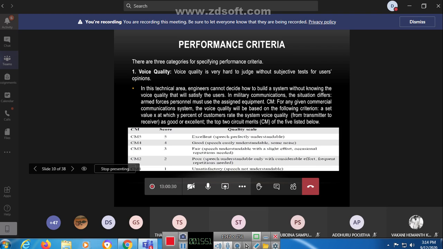Okay, so here of the performance criteria, the first one we take is voice quality. Voice quality: if we make a call to any person, like your friend or your ma'am or sir or your relatives or your brother, sister, cousin, any other persons, sometimes if the signals are weak, at that time what will happen?